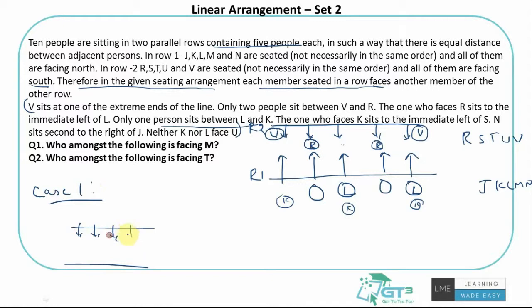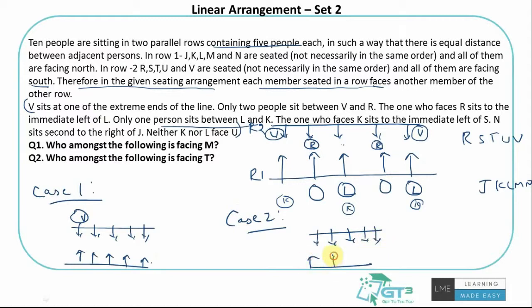This is where I see 5 people. Right, let's start with V seated here. So I'm taking this one of the extreme ends. What would be the case 2? V should be sitting here. Right, so let me just do the first case first.